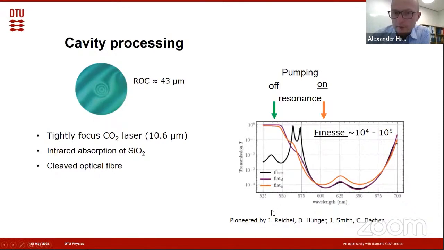We typically pump the system either on resonance of the emitter or off resonance. For this we use a green laser at 532 nanometers. To avoid coupling of the green pump light into the fiber, the fiber itself is highly reflective coated at the green pump wavelength, while the flat substrates are highly transmissive, so we're able to get light into the system.